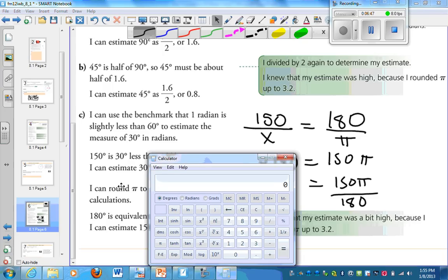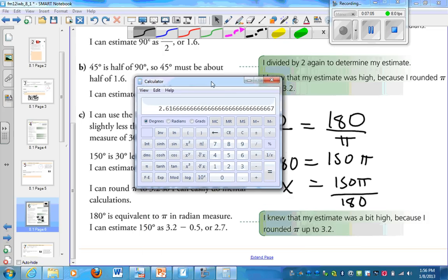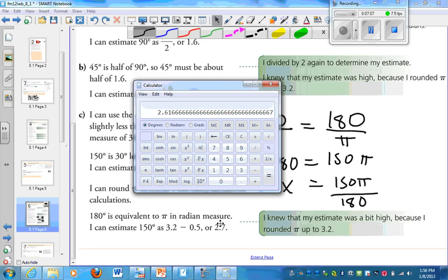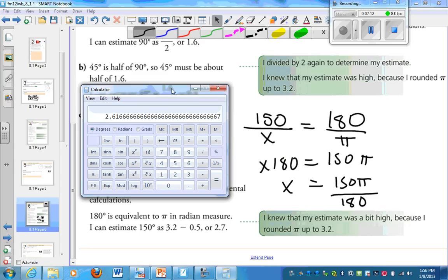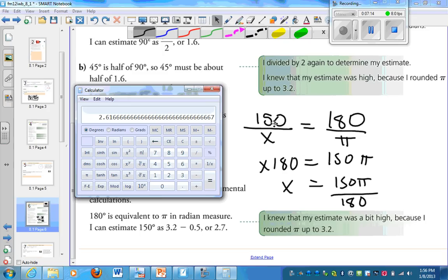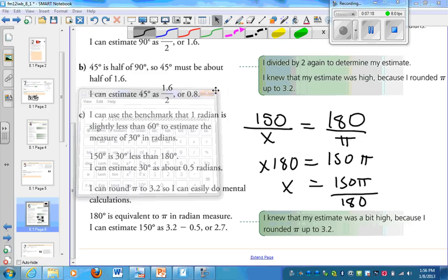Calculator, I go 150 pi. I don't have a pi button, do I? Okay, times 3.14, just an estimation, divided by 180. It looks like I get 2.6, and I had estimated the other way, 2.7. So using estimation is what they want you to do. If you ever want to check, you can always set up a ratio. You go degrees to radians is degrees to radians. Okay, that's a way to do that.